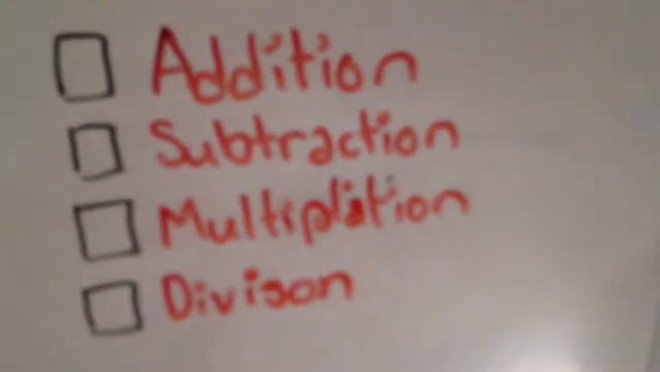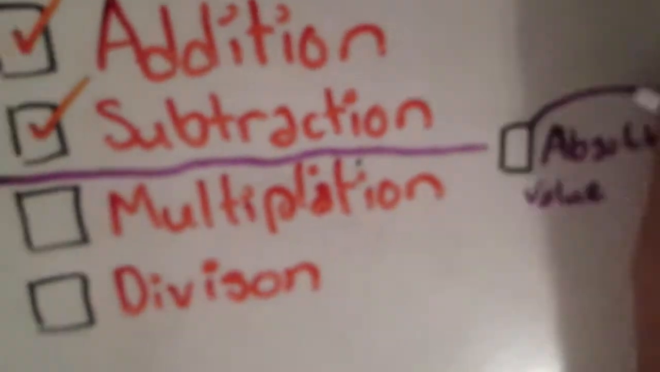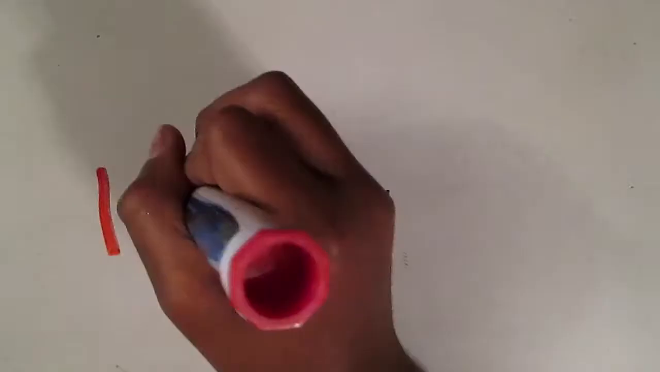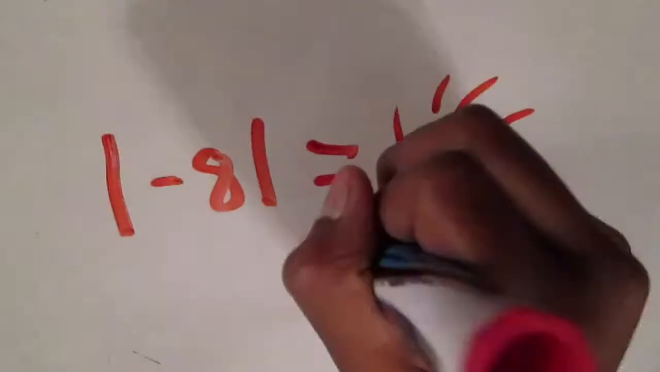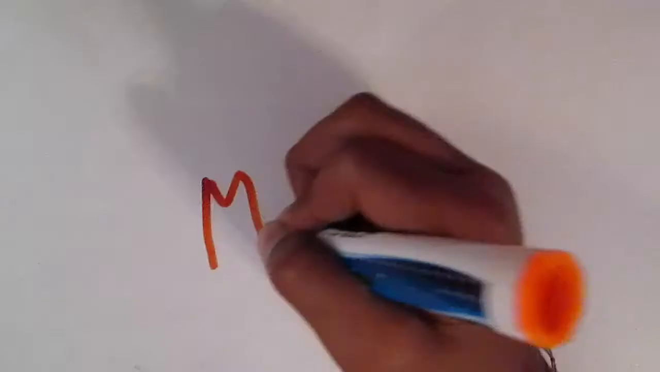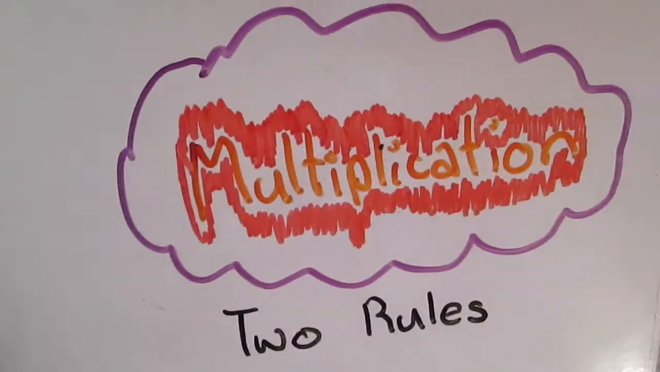Now before continuing on to multiplication and division, there is another principle you need to learn. Absolute value. Absolute value is the difference a certain integer is from 0. Therefore, the absolute value would always be positive. For example, the absolute value of negative 8 is 8, because negative 8 is 8 away from 0. Now, onto multiplication. We'll need to learn 2 rules to make multiplying integers easier and faster.